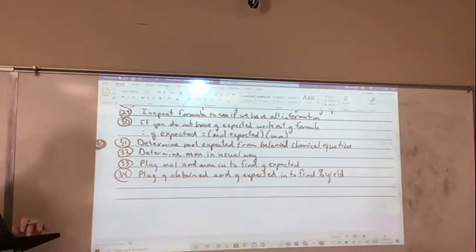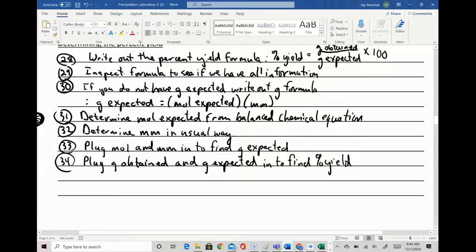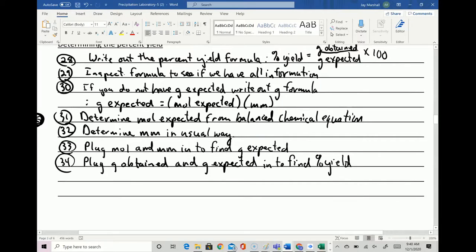Okay, so our process was to write out the percent yield formula. We inspected the formula to see if we had all the information. The information that we wouldn't likely have is the grams expected, right? So if you do not have grams expected, write out that formula. Grams expected equals moles expected times molar mass.